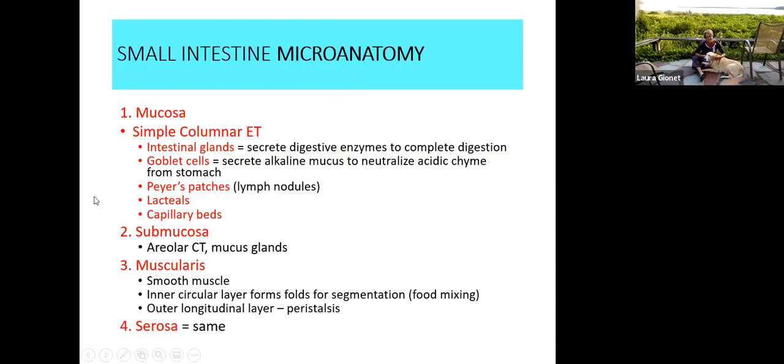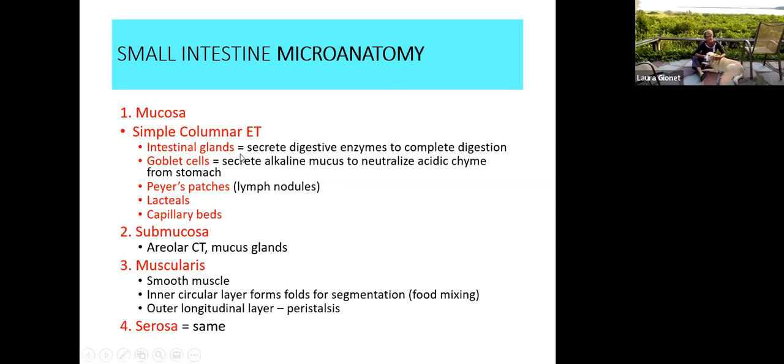The small intestine includes a mucosa, and that is composed of simple columnar epithelial tissue. We have lots of intestinal glands there. We have goblet cells embedded between the columnar cells. We have the Peyer's patches that span the mucosa to the submucosa, the lacteals, and of course capillary beds within it. And most of these can be seen on any model.